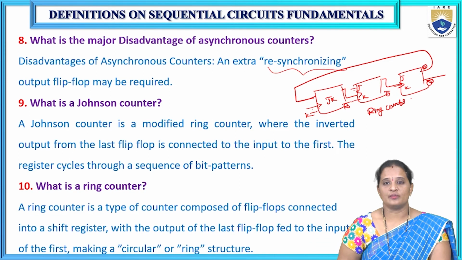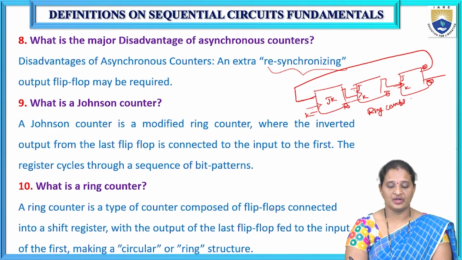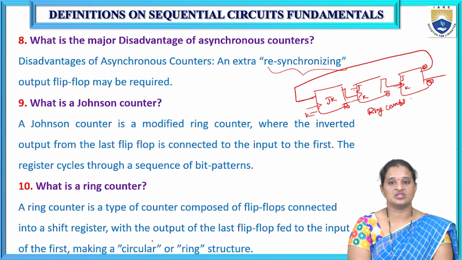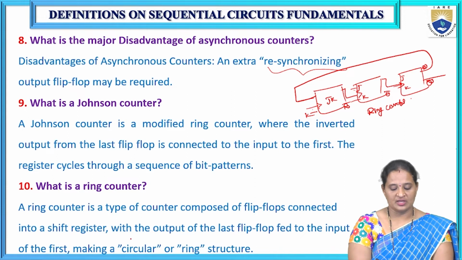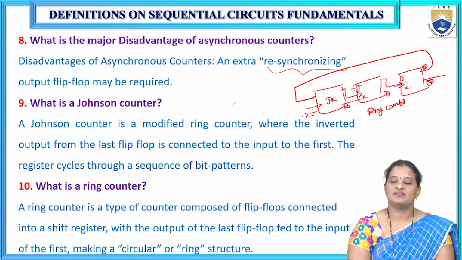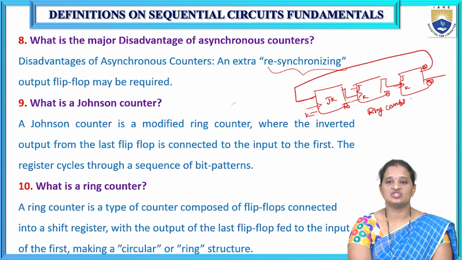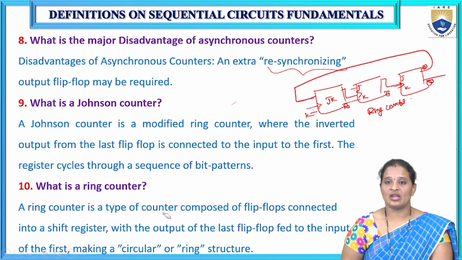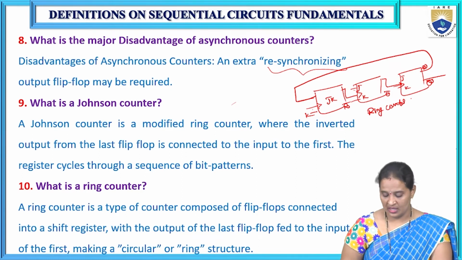Now, what is a ring counter? A ring counter is a type of counter composed of flip-flops connected into a shift register, with the output of the last flip-flop fed into the input of the first flip-flop, making a circular or ring structure. That means the true output of the last flip-flop is given as input to the first flip-flop, such that a closed loop is formed. Such a counter is said to be a ring counter, as it forms a closed loop or ring. So we can call it a ring counter.